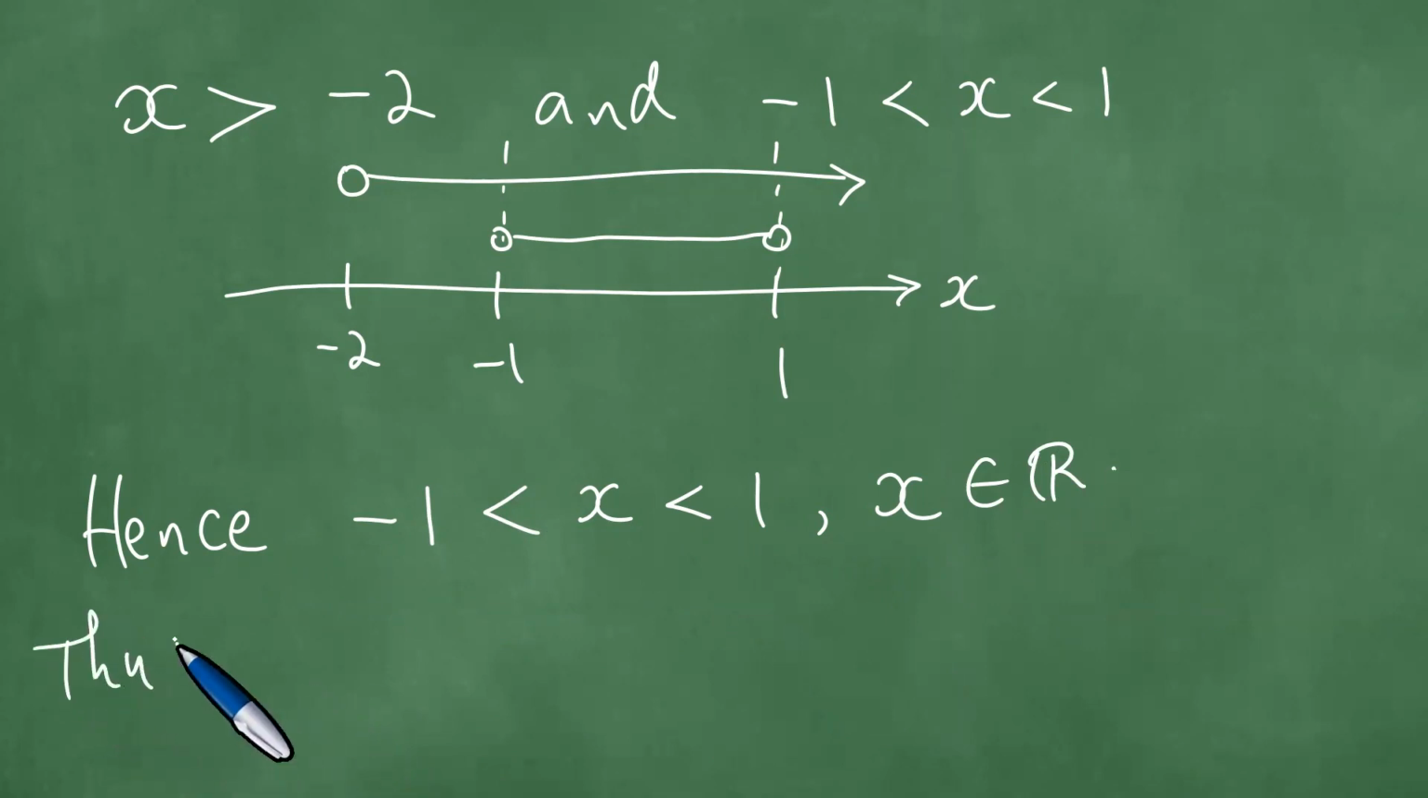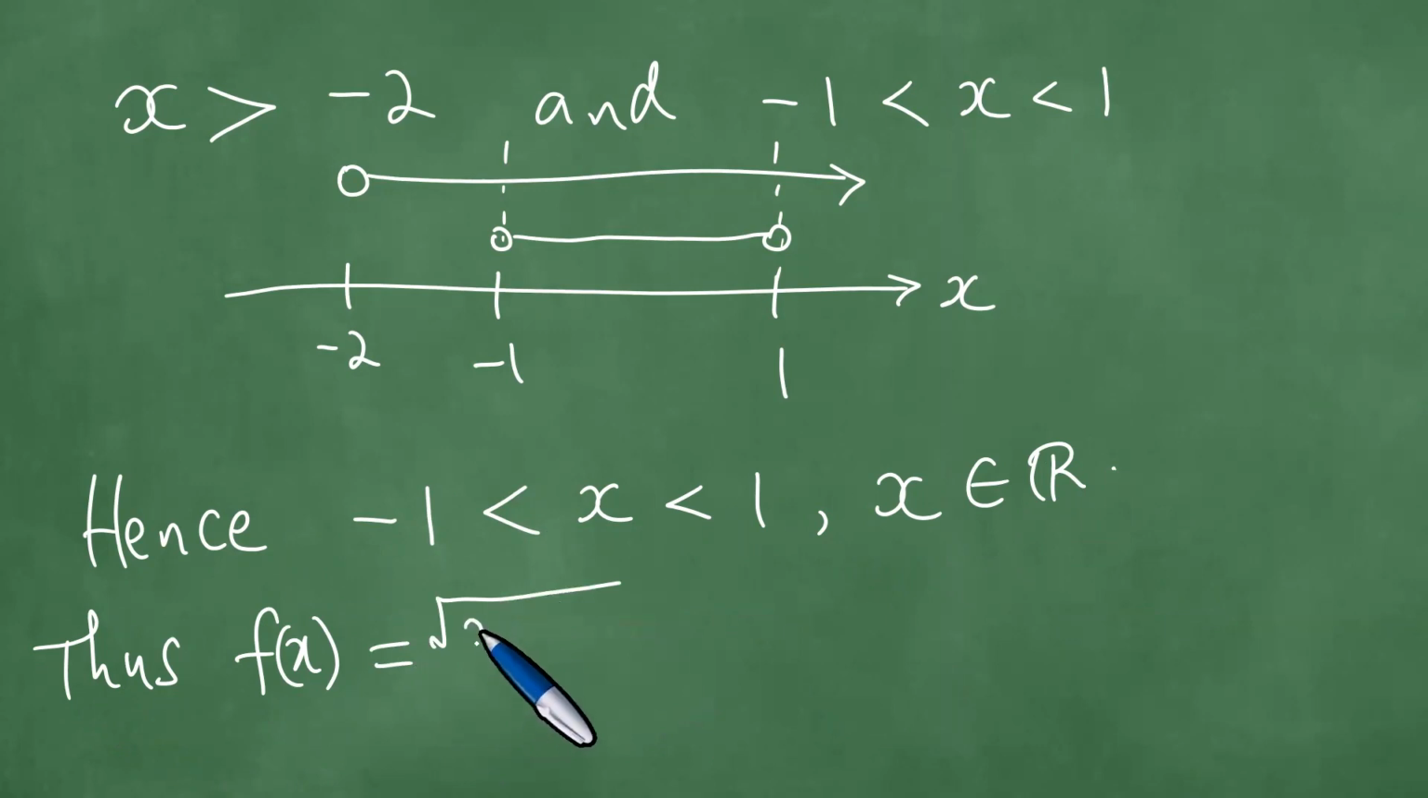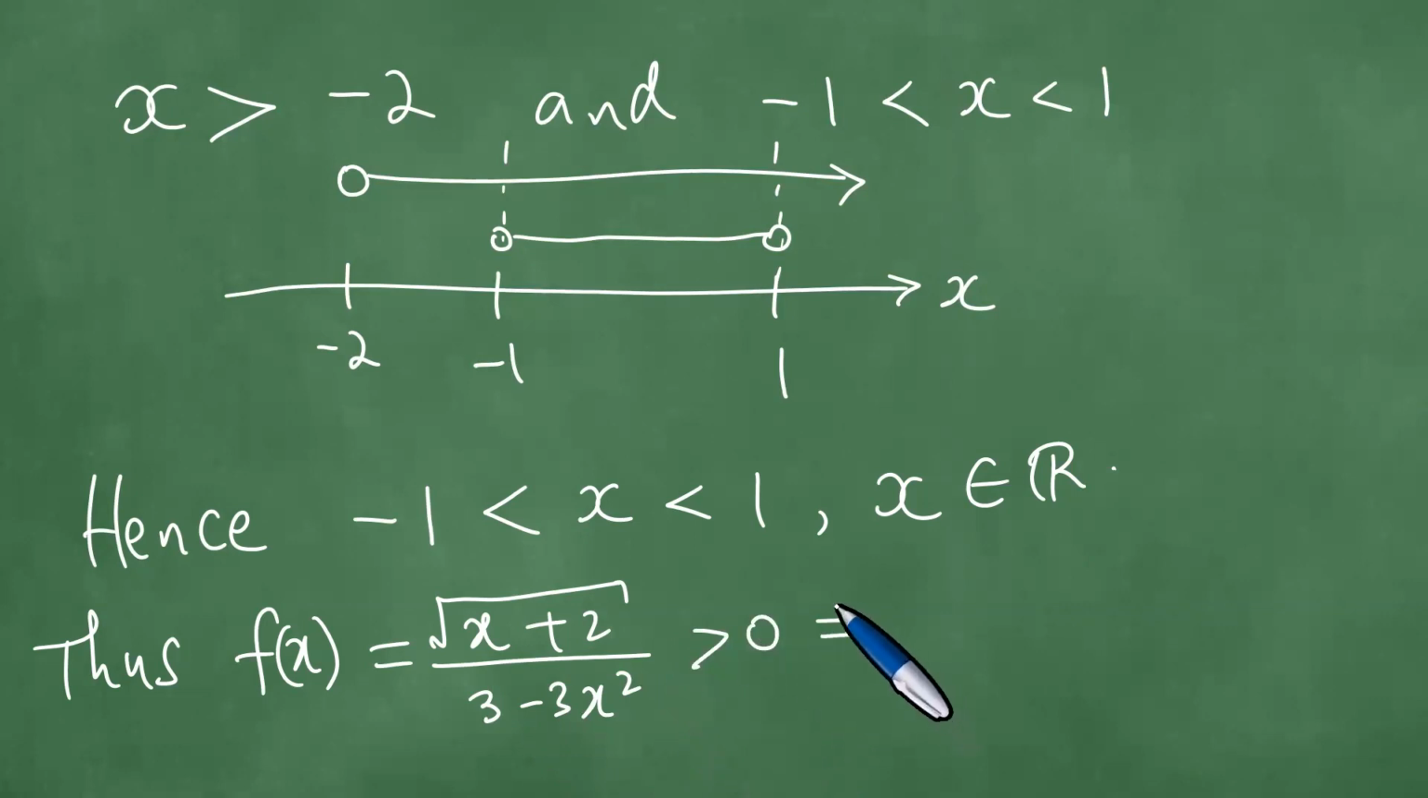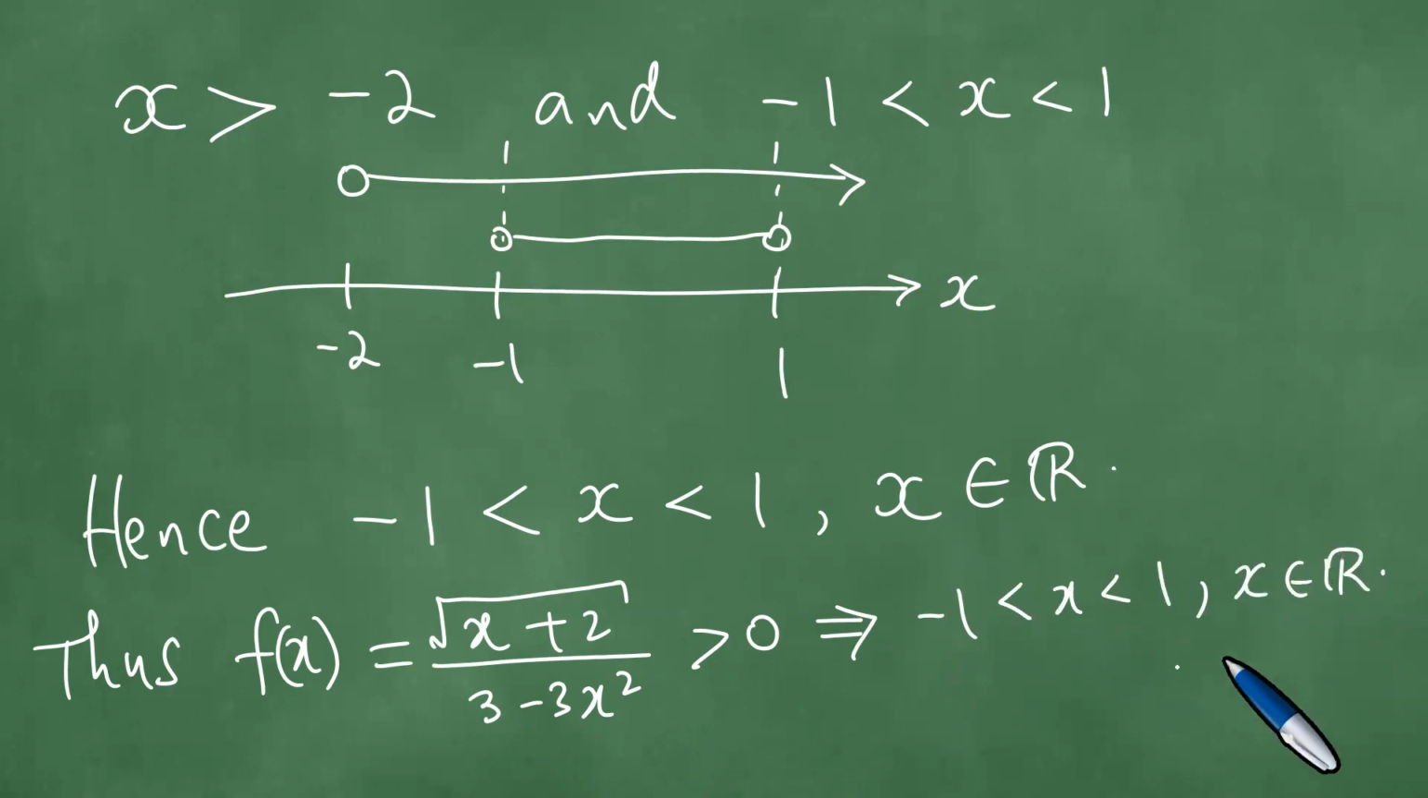Thus f of x equal to the square root of (x plus 2) divided by (3 minus 3x squared) is strictly greater than 0. This implies that minus 1 is less than x less than 1, where x is an element of the set of real numbers. And we've solved this problem in detail.